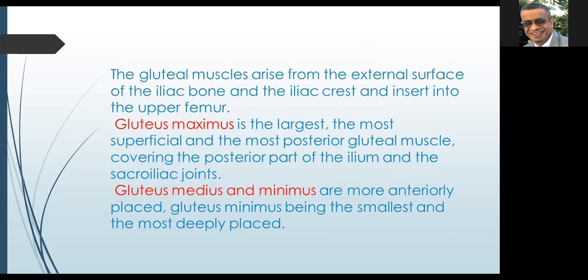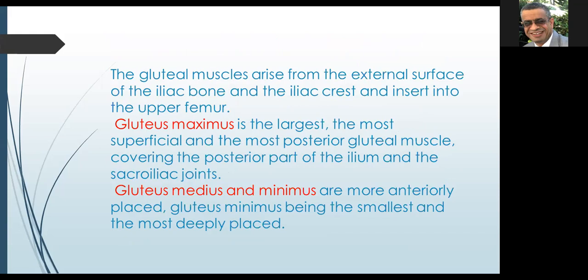And finally, we have the gluteal muscles. The gluteal muscles arise from the external surface of the iliac bone and the iliac crest and insert into the upper femur. The largest one is the gluteus maximus, the largest, most superficial, and most posterior gluteal muscle, covering the posterior part of the ilium and the sacroiliac joints.